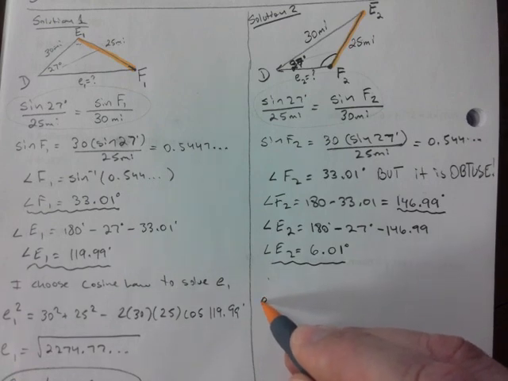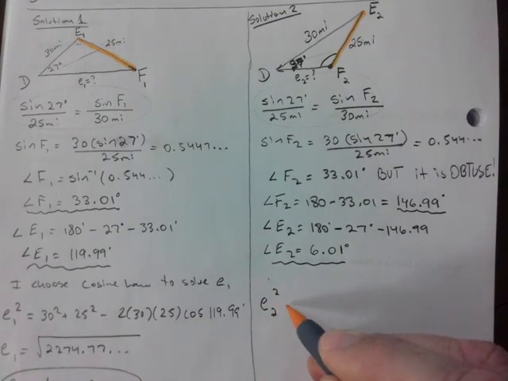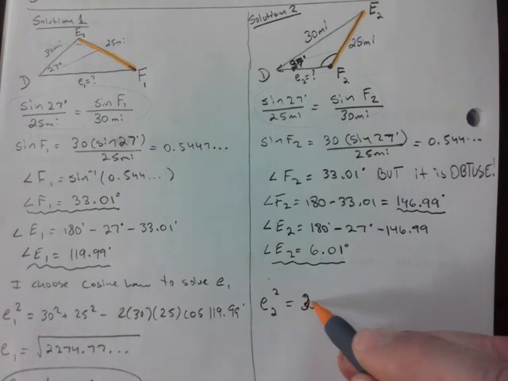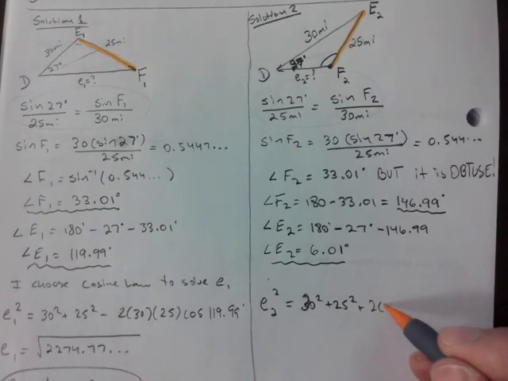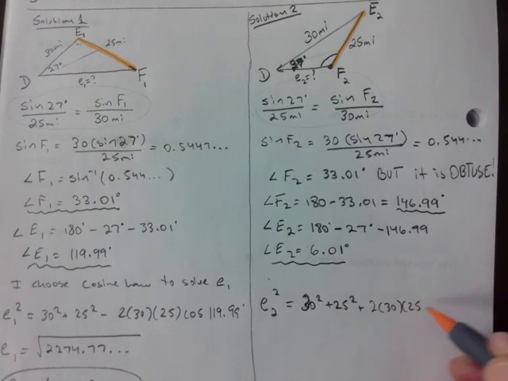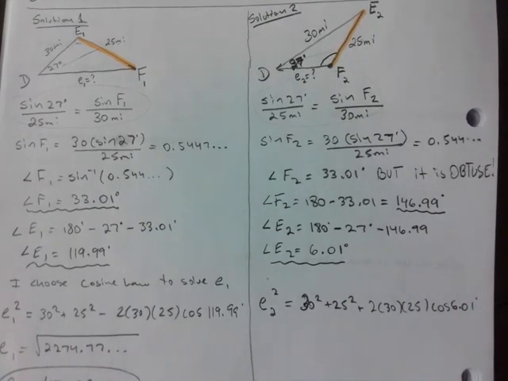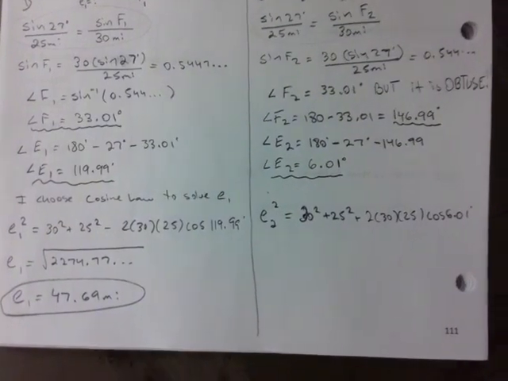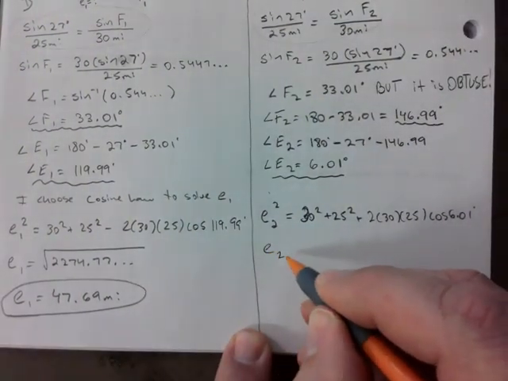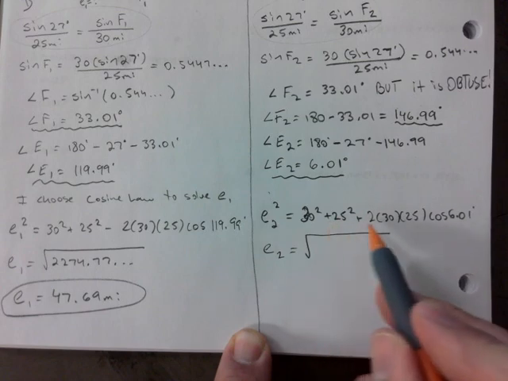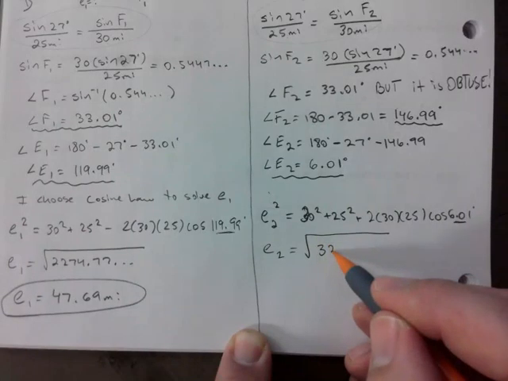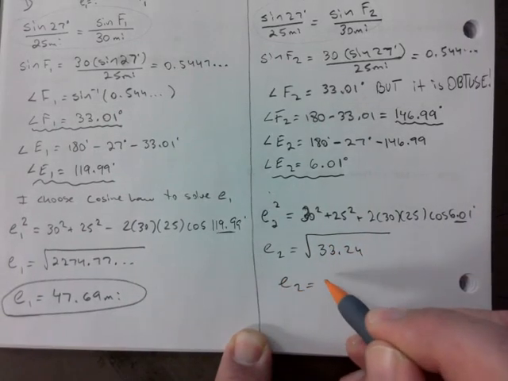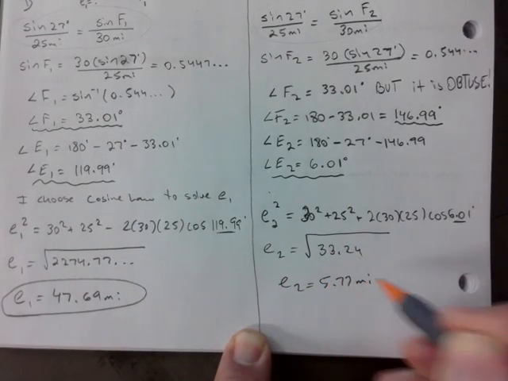So cosine law. So to find E2 squared, we still do the same thing. 30 squared. Let's do this before the bell goes. Cosine of 6.01 degrees. E sub 2 is the root of all of that. Notice that the angle is different back here. That is 33.24. E2 is 5.77 miles.